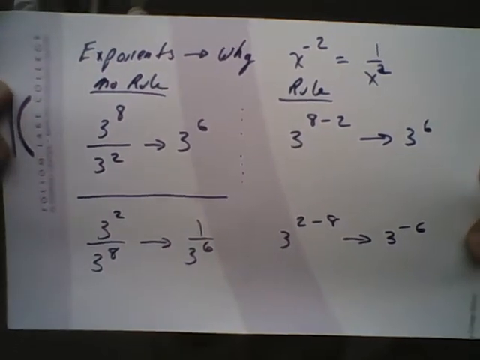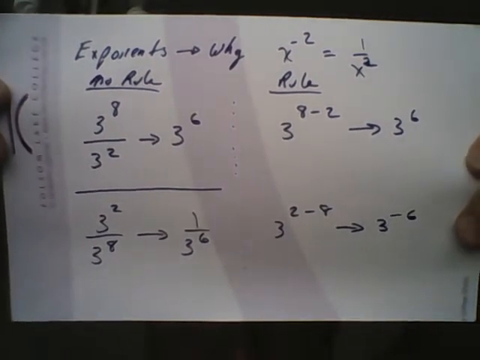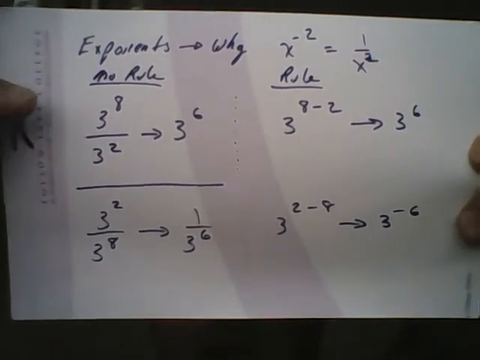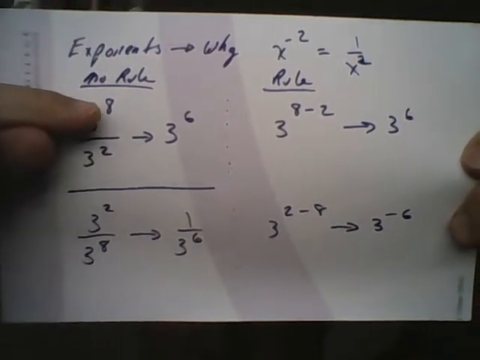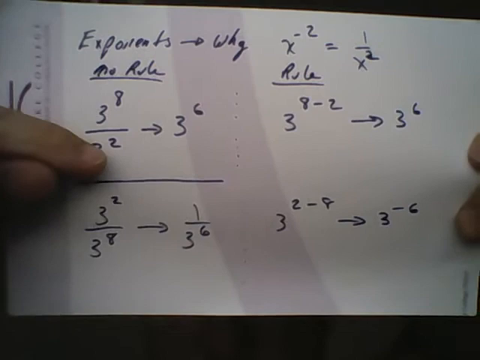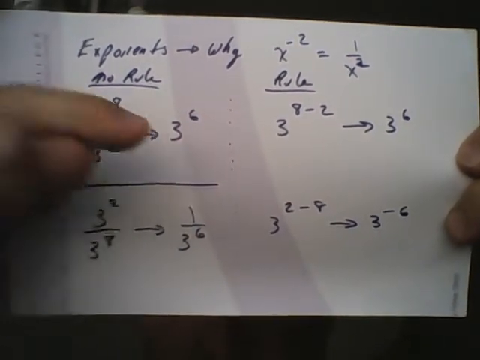Okay, we're going to talk about one of the things that really bothers students, and that is why when we take a negative x, have a negative exponent, we flip it. So let's take a look at these problems and try to understand it without any rules, and then we'll look at the rules. So if we have 8 factors of 3 on the top and 2 factors of 3 on the bottom, when we cancel, we'll have 6 factors of 3 left on top.